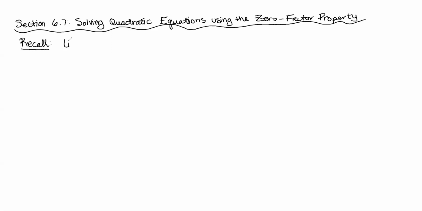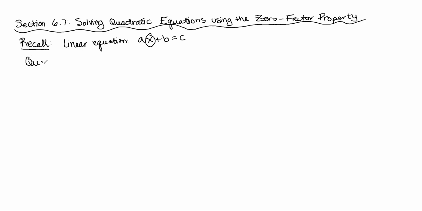So recall that a linear equation has the form ax plus b equals c. So it just has an x. There's no exponent on that x. It has an exponent of 1. So it does have an exponent, but it's always going to be 1.